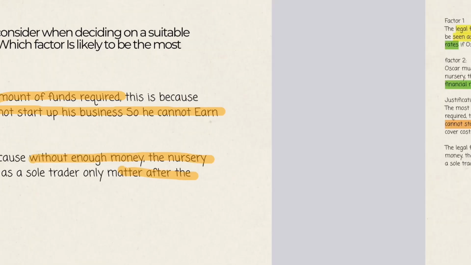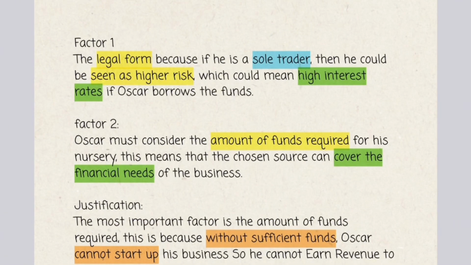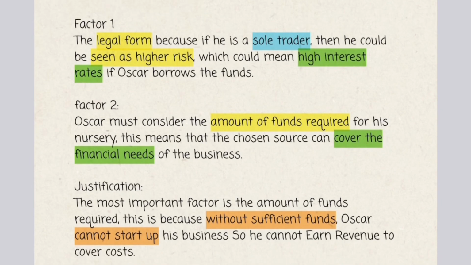And this is what a Model 8 marker looks like. So for the same question, the answer is as follows. Legal form is seen as higher risk, therefore they will need to pay high interest rates. The amount of funds required is the most important to cover its financial needs. And within the analysis of Factor 1 and Factor 2, sole trader is identified as the application point. If you want a more detailed explanation of application and analysis, those videos are in the description below.